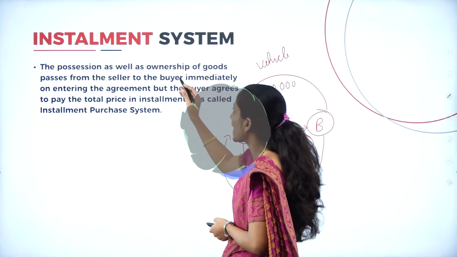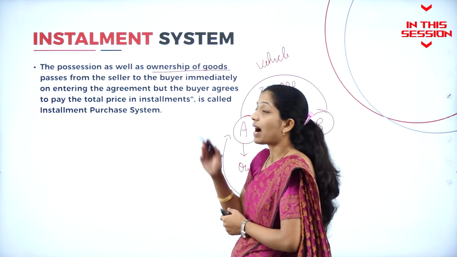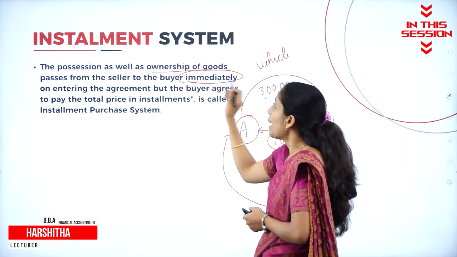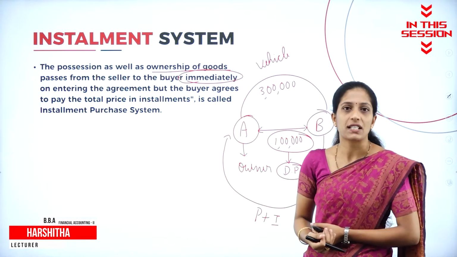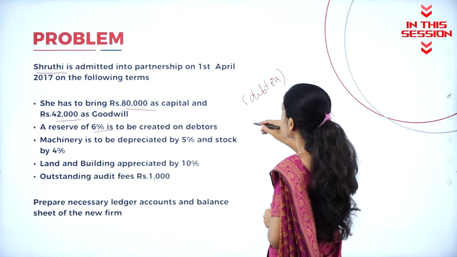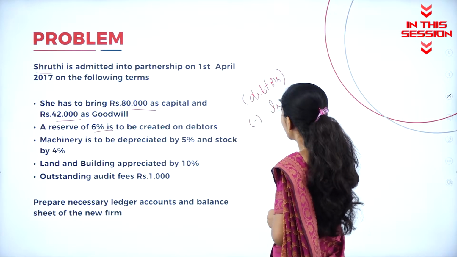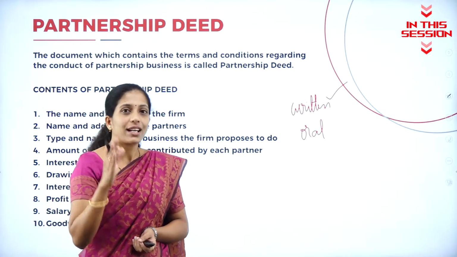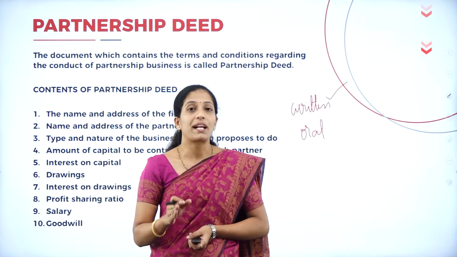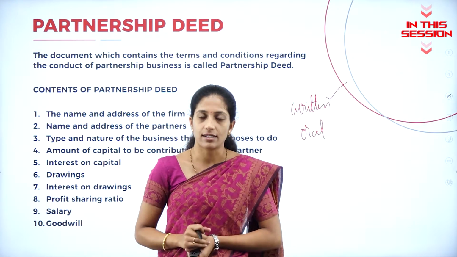The possession as well as the ownership of the goods passes from the seller to the buyer immediately. So this is the main difference between hire purchase system as well as installment system. So whatever the amount which is deducted from debtors, it is always considered as liabilities. Why is a written agreement more preferable than an oral agreement? Because this written agreement always acts as evidence.